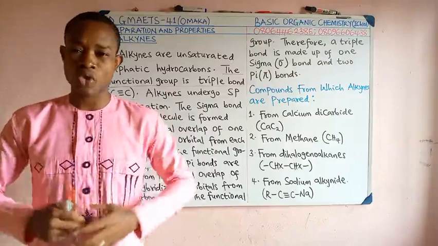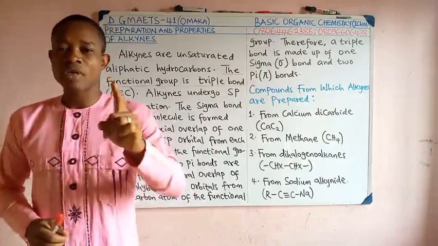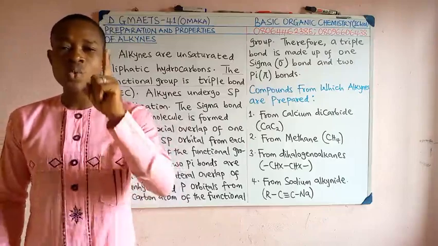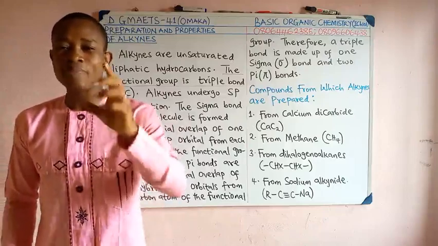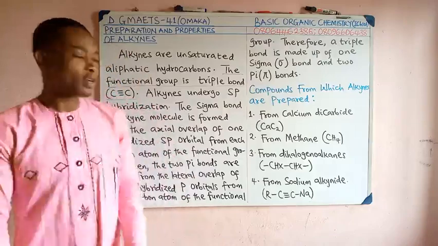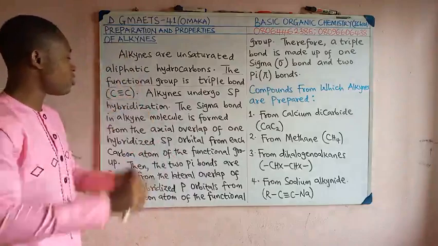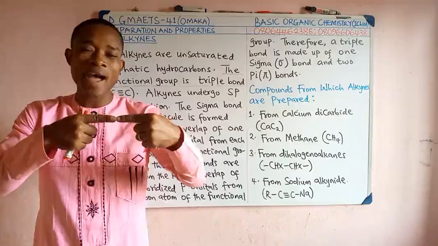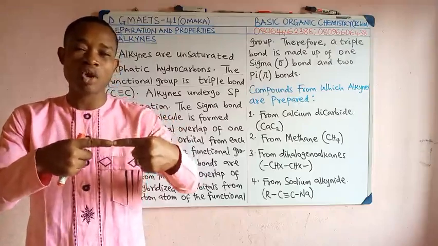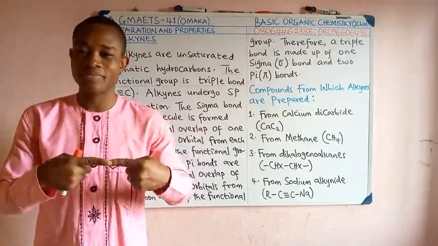During the hybridization process, each carbon of the functional group will donate one sp hybridized orbital. So this carbon will donate one sp hybridized orbital, this carbon will donate one sp hybridized orbital. They will overlap axially to form the strong sigma bond.